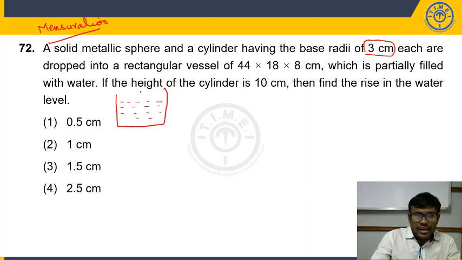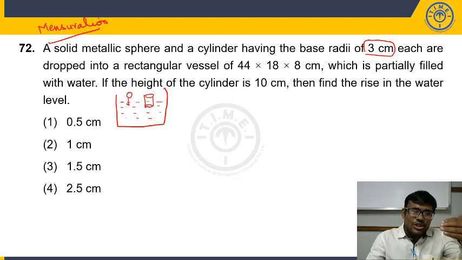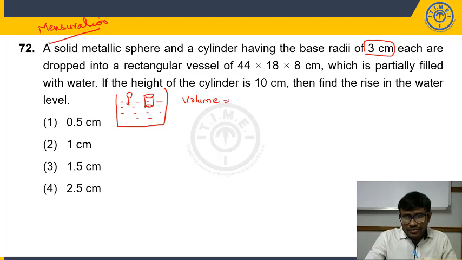A small metallic sphere and a cylinder is dropped. Whenever you drop something in water, definitely the water level rises, no? So the water level rises, means there is a change in the volume. That volume is equal to the volume of this cylinder. Here first it is the sphere, no? So the volume of the sphere plus the volume of the cylinder.